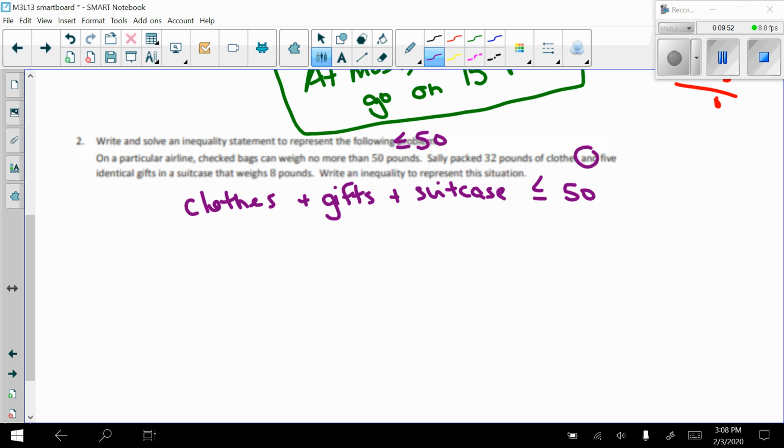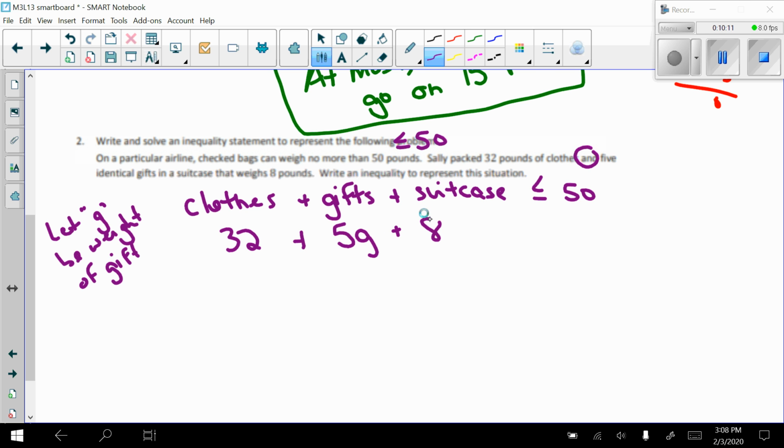Sally packed 32 pounds of clothes and 5 identical gifts. So let G be the weight of a gift, and the suitcase had some weight. And all that is less than or equal to 50. Take a moment, pause if you need to, check out and reread the problem and make sure you understand how I wrote that inequality statement.